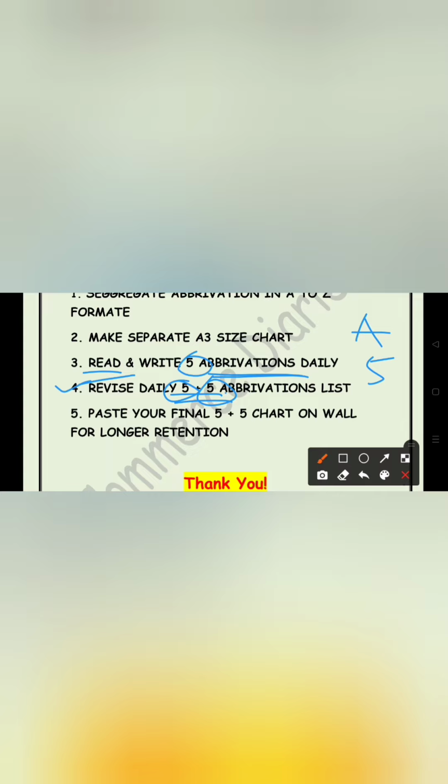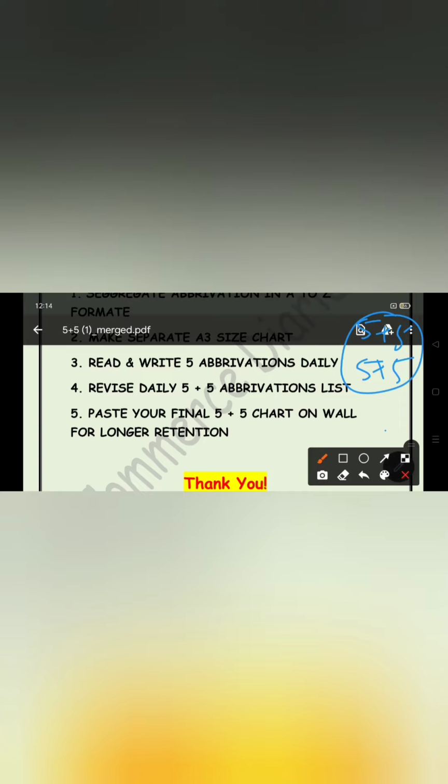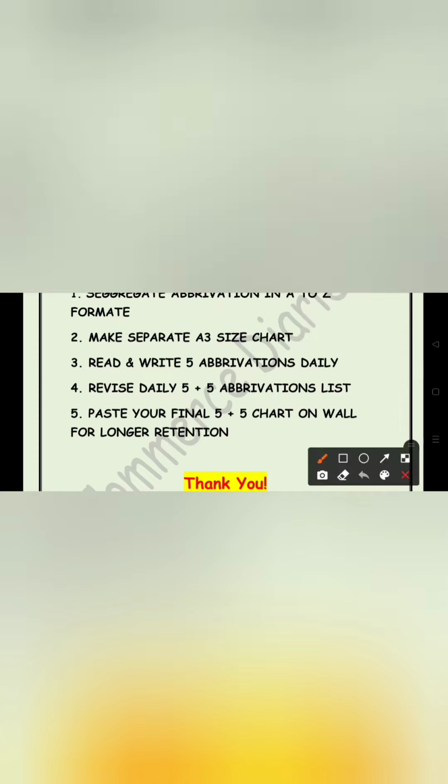One thing you have to remember is that when you learn new abbreviations, you have to revise the abbreviations you have learned in the past days. So daily, 5 plus 5, 5 plus 5, the abbreviations will add on in your list. Okay, after following this trick, let's say if you follow this for 1 month, 2 months, or maybe 3 months, you will be able to get all your chart.